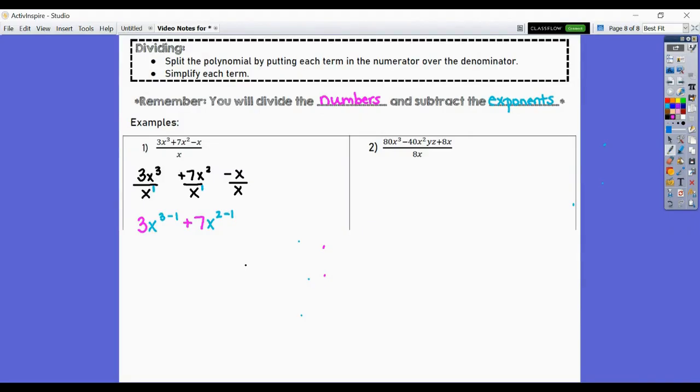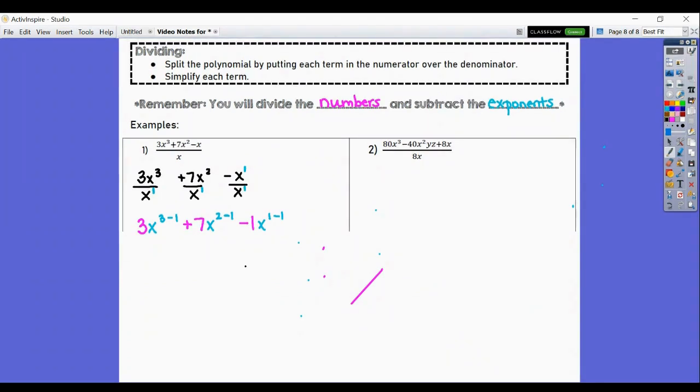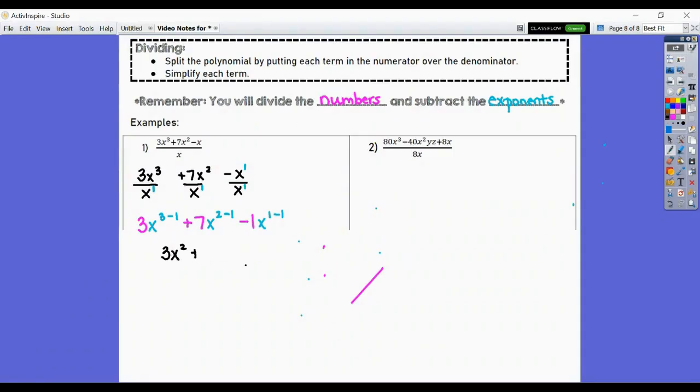Again, last term, we divide the numbers. Negative 1 divided by a positive 1 is a negative 1. And then we subtract the exponent. Since there's no exponent there, it's that hidden ninja 1, so it's 1 minus 1. Final terms are going to be 3x squared plus 7x minus 1. What happens to my x minus 1 is it becomes x to the 0 power, and we know the 0 power rule states that any exponent that is a 0 power on that attached base is going to make it 1. And we know 1 times negative 1 is a negative 1.